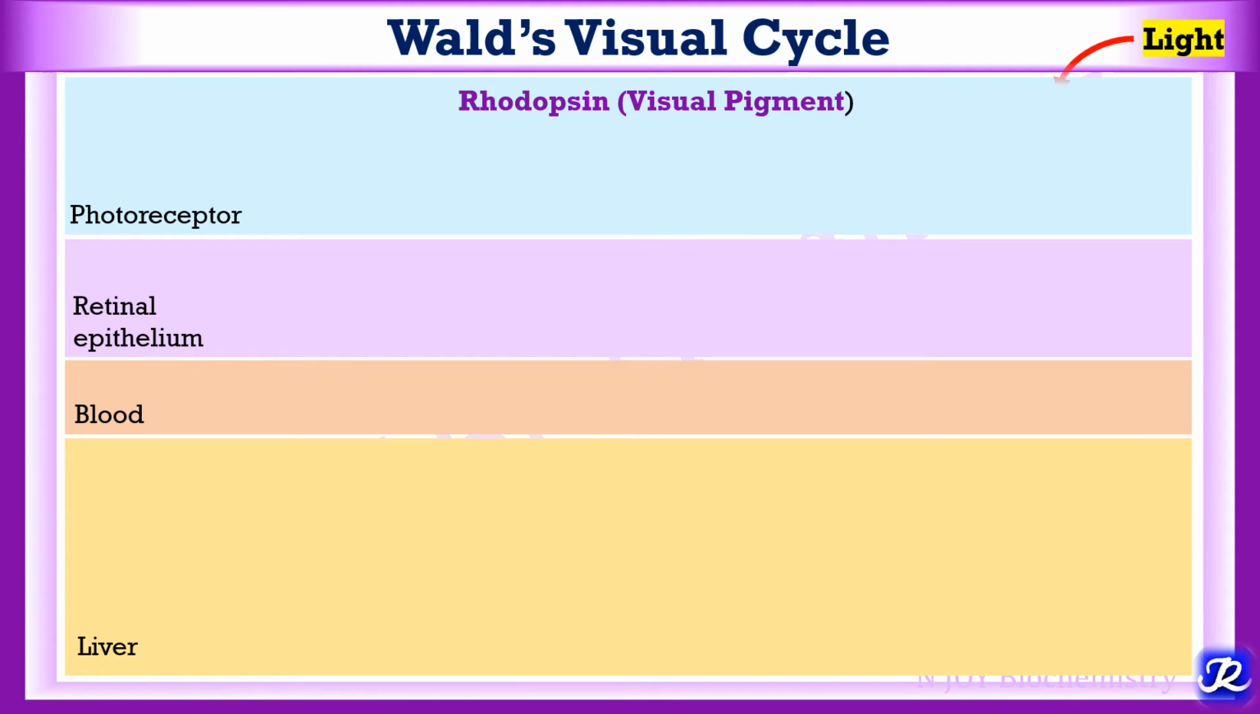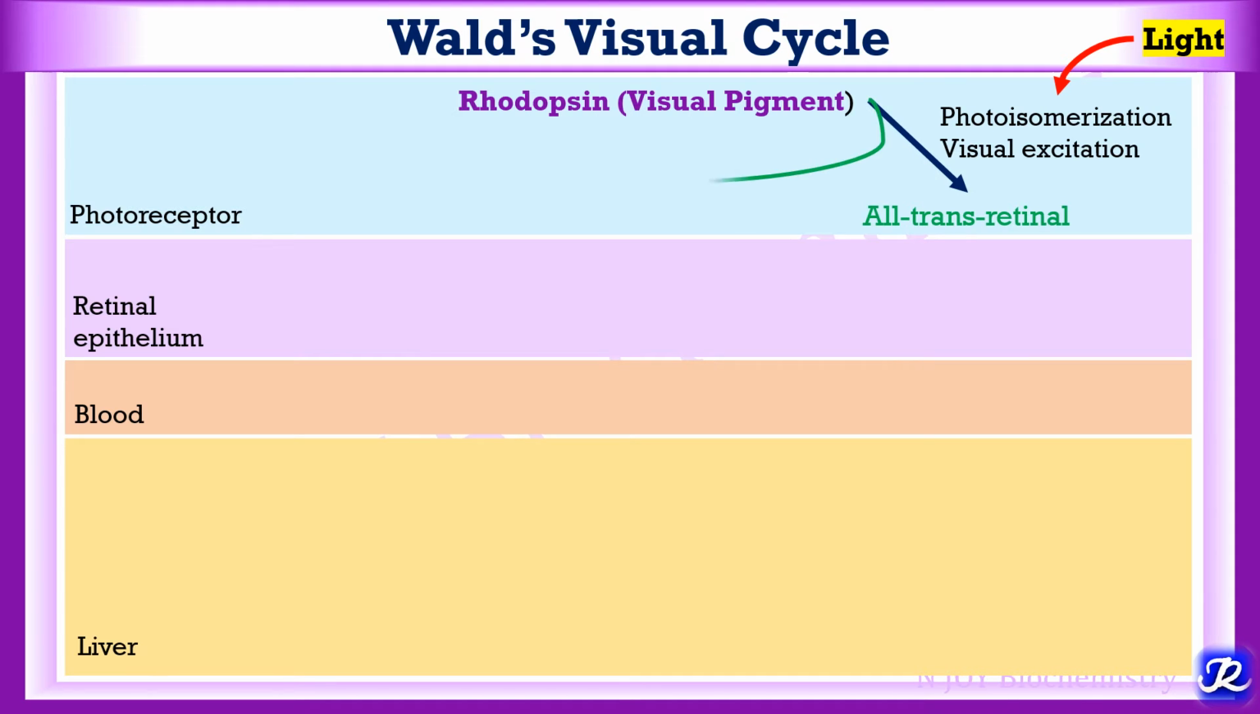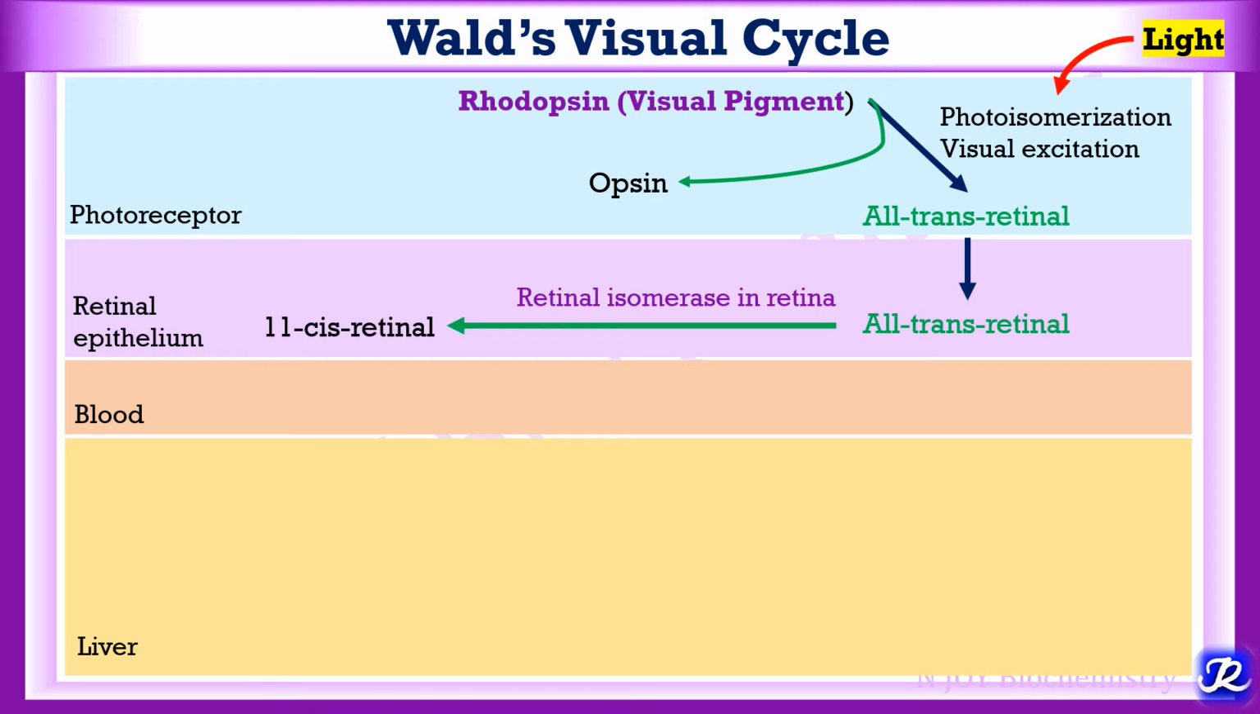So we have seen that on exposure to the light, photoisomerization and visual excitation occurs. The 11-cis retinol of rhodopsin is isomerized to all-trans retinol and opsin is released here. Now some amount of all-trans retinol can be isomerized to 11-cis retinol in the retinal epithelium by the action of enzyme retinal isomerase. So this 11-cis retinol now can combine with the opsin to form rhodopsin.